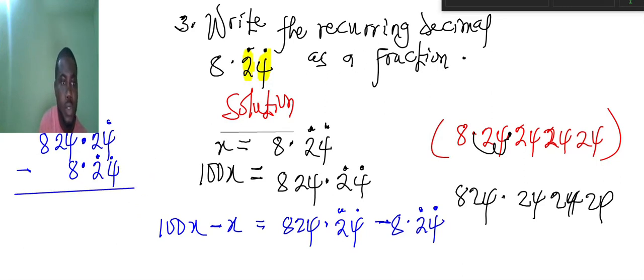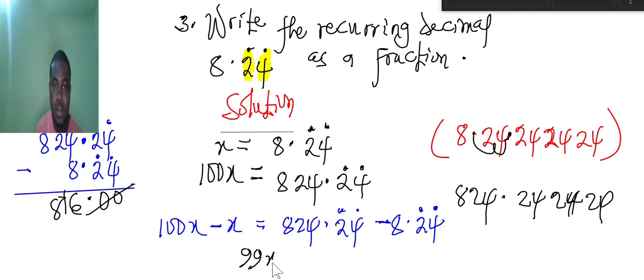Okay, so carry out this subtraction. We have 4 dots minus 4 dots 0, 2 dots minus 2 dots 0. Those ones are out of it, completely out. 4 minus 8, that's impossible. We say we carry 1 from here. That turns to 10. 10 plus 4, that's 14. 14 minus 8, that's 6. So this automatically turns to 1 since we borrowed 1 from it. So this is 816. So we have 99x equal to 816.